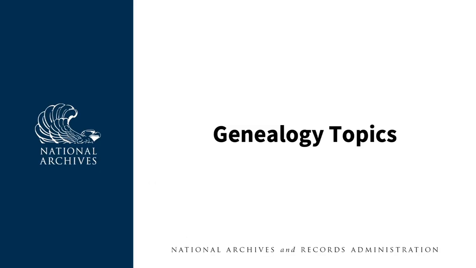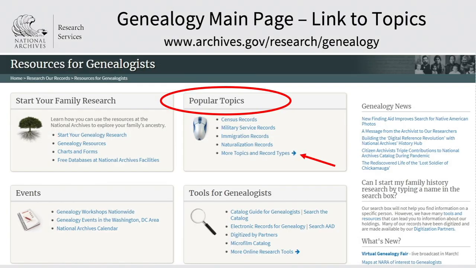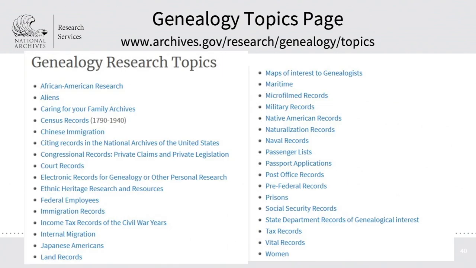Okay, now let's go back to the main genealogy page and look at the topics section. The most popular topics are linked from this main page, but if you click on the bottom link for more topics, you'll see the full list. This is actually one long column on the page, but I've put them side by side here. These include records commonly used for genealogy. In the past year, during the pandemic, archivists have had more time to work on these pages, so a lot of updates have been made lately and new content added.